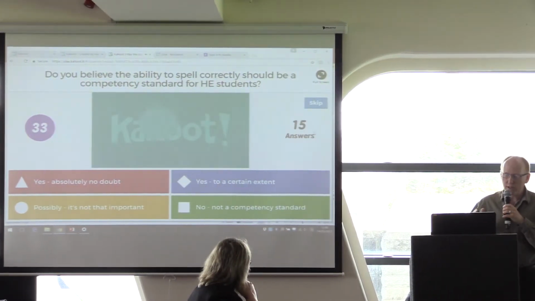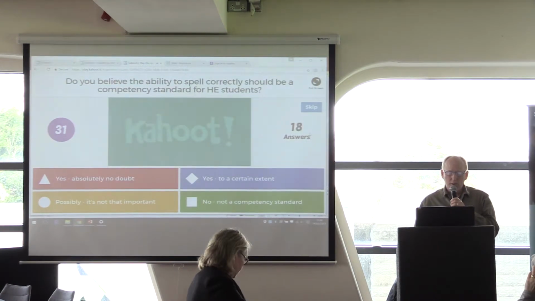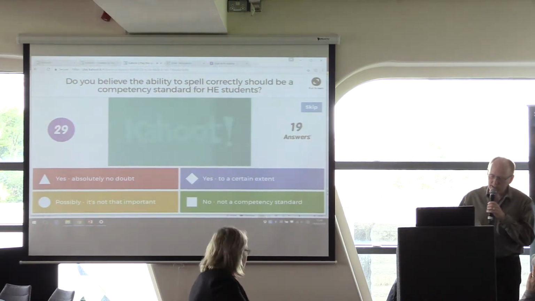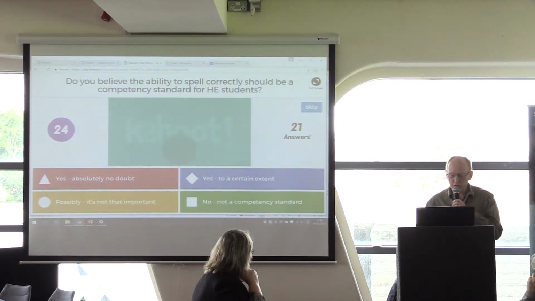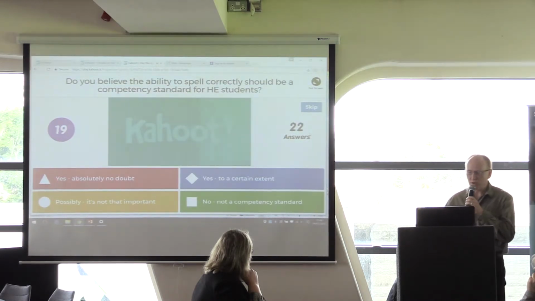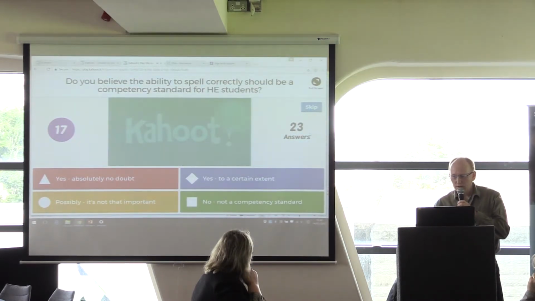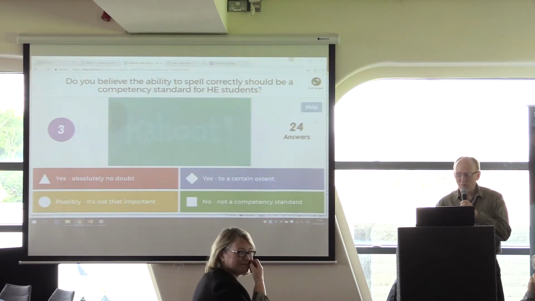Okay, so red, triangle, yes, absolutely, no doubt. Blue, diamond, yes, to a certain extent. Circle, yellow, possibly, it's not that important. Green, square, no, it's not a competency standard at all. Okay, we're nearly there. You have 12 seconds left. We'll come on to that discussion in just a second.